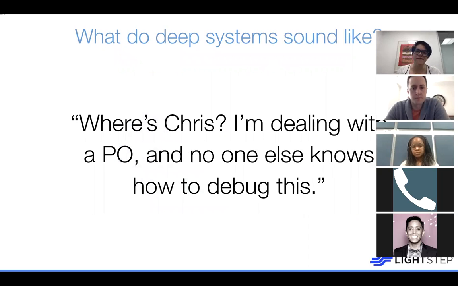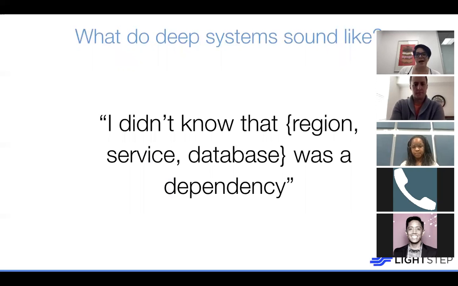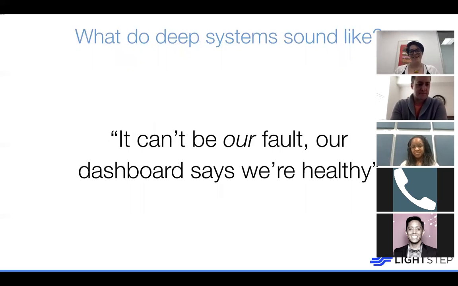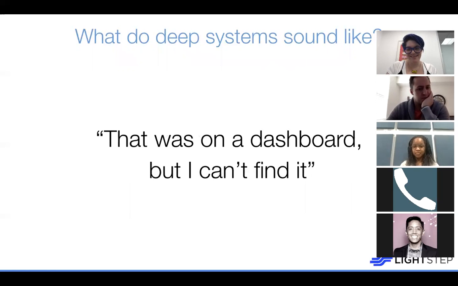So let's focus on what deep systems sound like to us, to developers. They might sound like, where's Chris? I am dealing with an outage and no one else knows how to debug this. It might sound like, I didn't know that service was a dependency, because you all memorize all of your dependencies, right? It might sound like, it can't be our fault. The dashboard says it's fine. We all trust dashboards. Or even better, that was on a dashboard, but I can't find it.